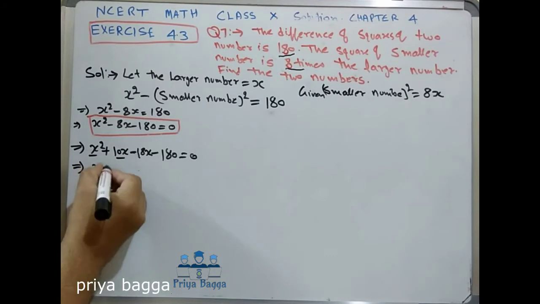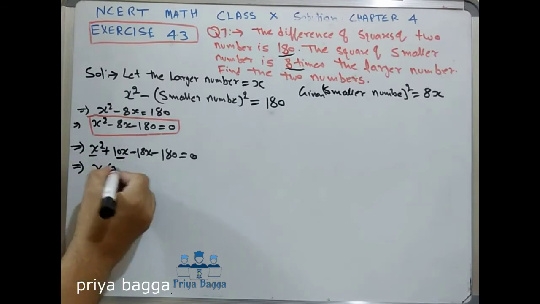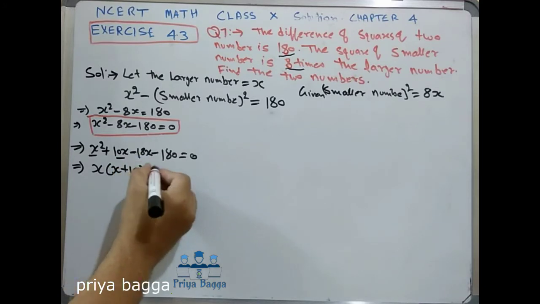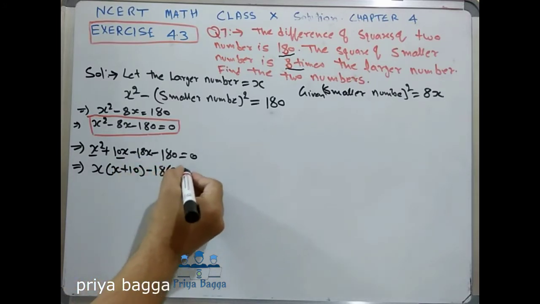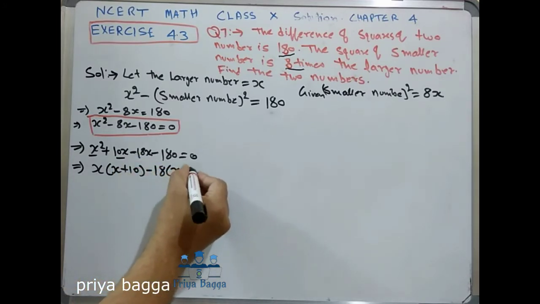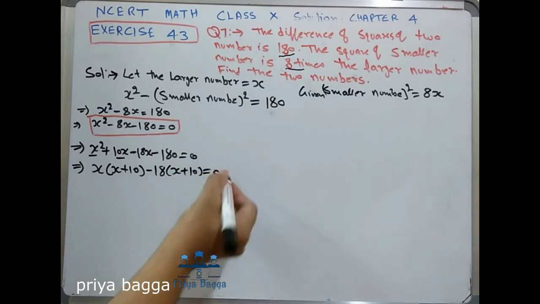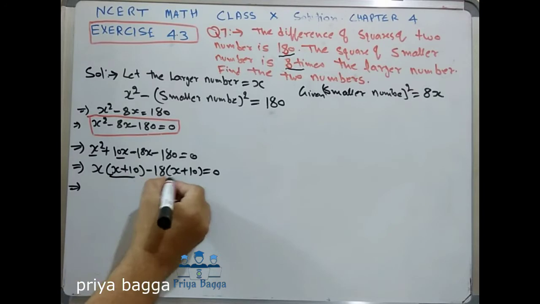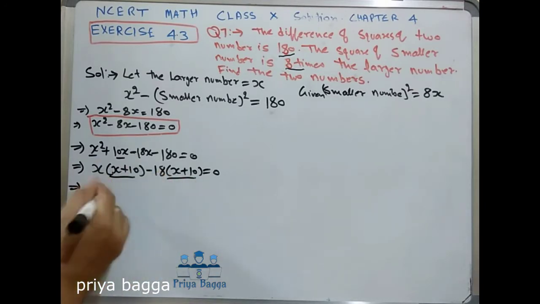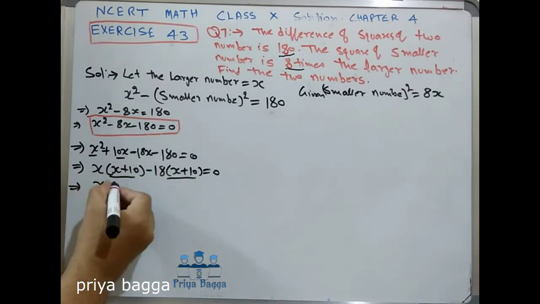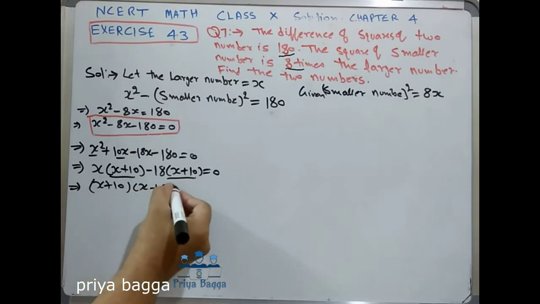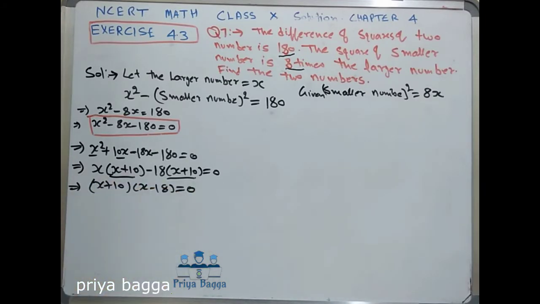So if I take x common, inside I am left with x, and here I will be left with 10, and I'll take minus 18 common. Inside I will be left with x plus 10. So this is equal to 0. Okay, now I will take x plus 10 common from this whole term, so it will be (x plus 10)(x minus 18) equal to 0.